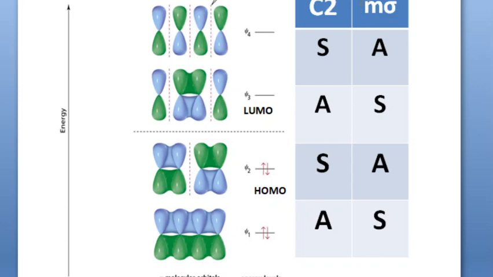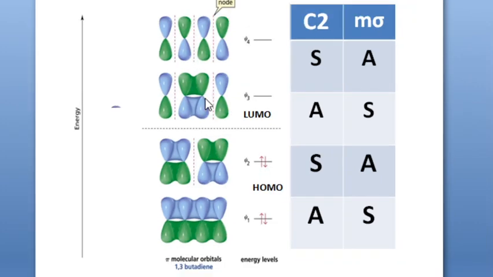In this case, we already know that psi 1 has 0 nodes, psi 2 has 1 node, psi 3 has 2 nodes, and psi 4 has 3 nodes, which you can see as straight lines in between, isn't that so? Look at psi 1: a blue lobe overlapping with blue, blue with blue, all plus upside and all minus downside. So it has 0 nodes. This is bonding, that is also bonding.